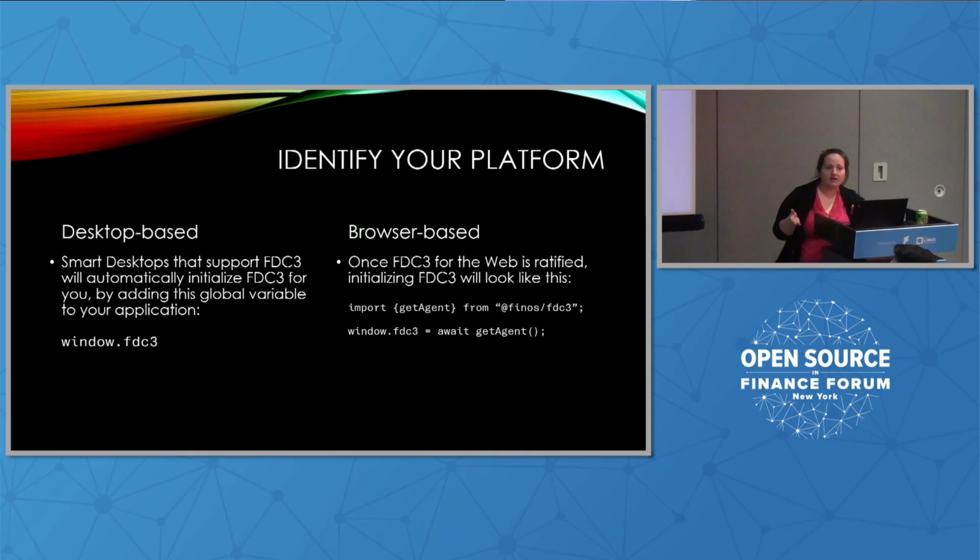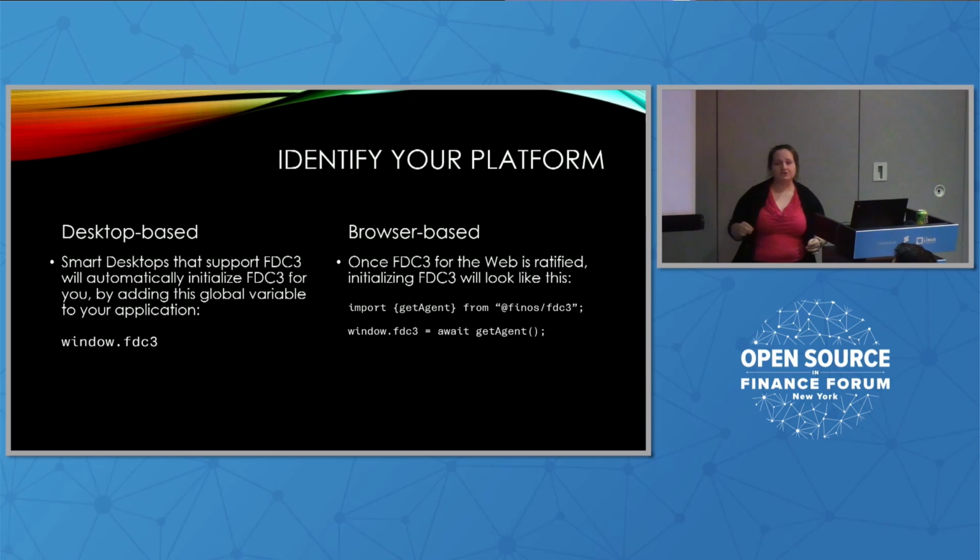Now that we've planned this, let's identify our platform. If you're using desktop-based, smart desktops that support FDC3 will by default inject a global variable into your Windows applications. They do something different for Java and .NET. I'm not a Java or .NET programmer, not actually familiar with what that is, but it's in our documentation. Either way, for JavaScript applications, which is what I work with, it's a global variable. And so that's just window.fdc3, and you just call the methods off of that. It's already there, and it was pre-initialized for you.